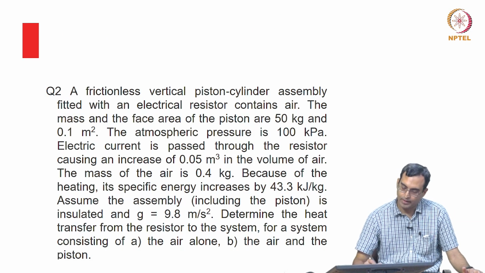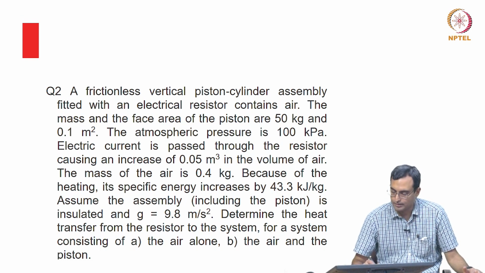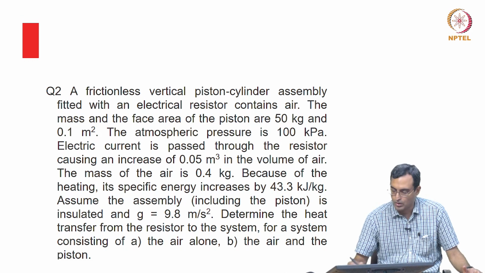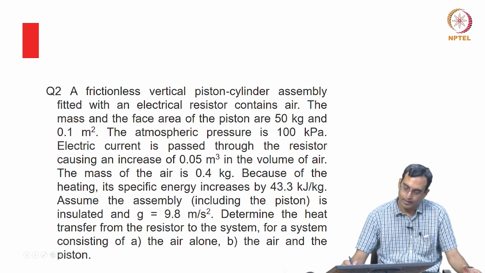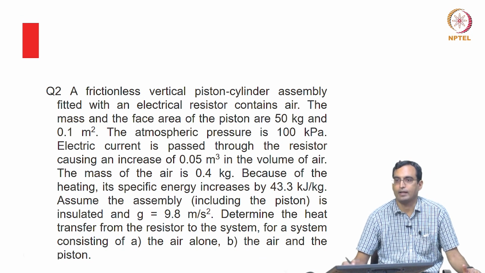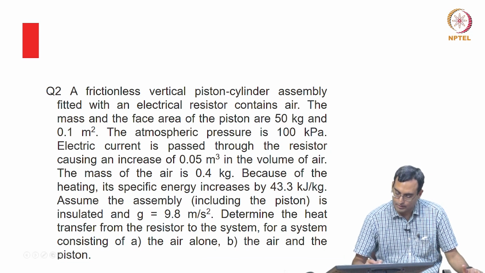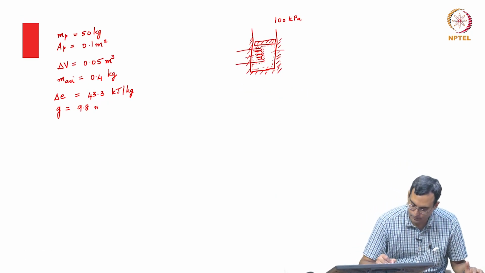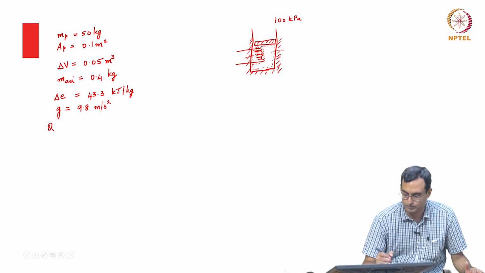We are asked to find out the heat transfer from the resistor to the system for a system consisting of only the air or the air and the piston. So, let us do A first. In A, our system consists of only the air. In B, our system consists of the air and the piston. So, that is what we are going to try to do, find out Q.